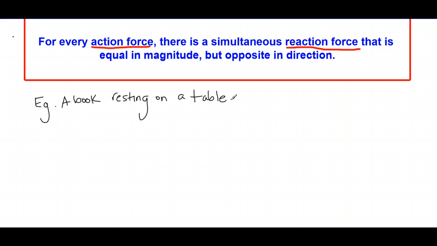Now, this is going to walk you through a few of the concepts we've learned so far. The book is represented by a dot. Gravity, because we're near the earth, is always going to be present. So we have gravity pulling the book down onto the surface of this desk.